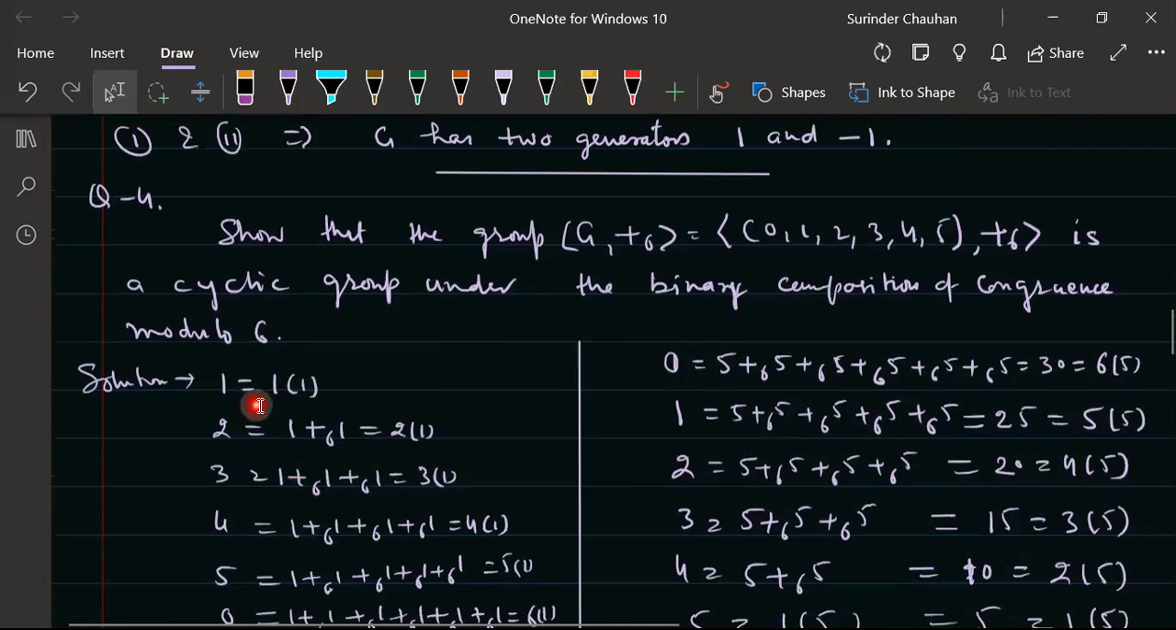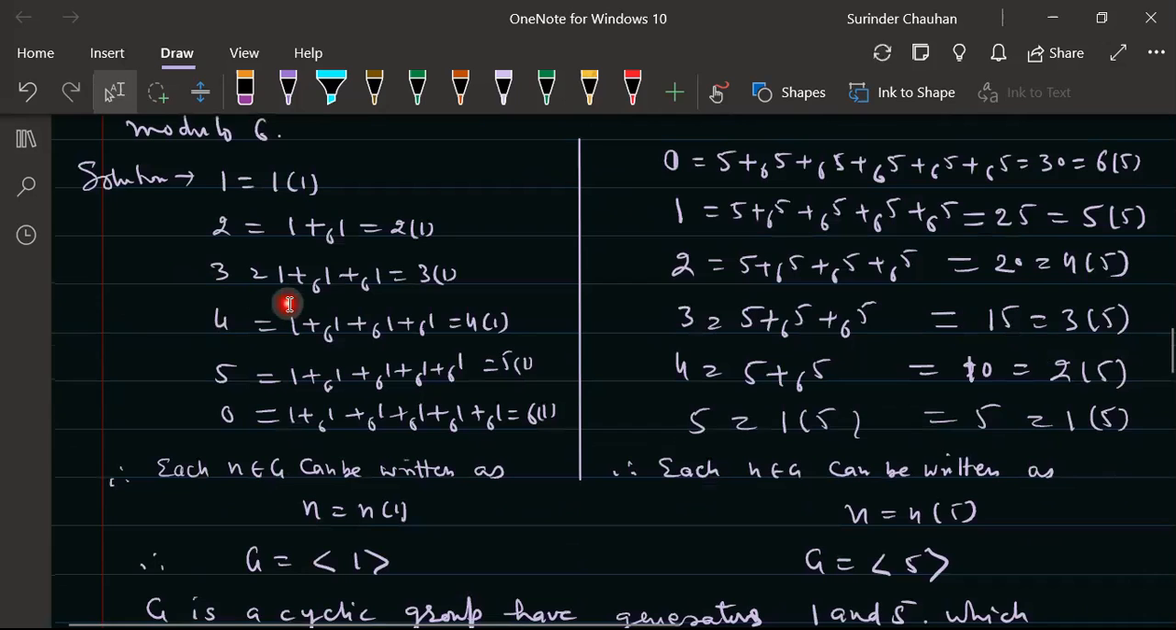1 can generate: 1 is 1 into 1. Then 1 addition modulo 6, 2 times, is equal to 2, and 2 divided by 6 leaves remainder 2, so it is 2 into 1. 1 addition modulo 6, 3 times, is equal to 3, 3 divided by 6 leaves remainder 3, so it is 3 into 1. 1 addition modulo 6, 4 times, is equal to 4, 4 divided by 6 leaves remainder 4, so it is 4 into 1. 1 addition modulo 6, 5 times, is equal to 5, and 5 divided by 6 leaves remainder 5.